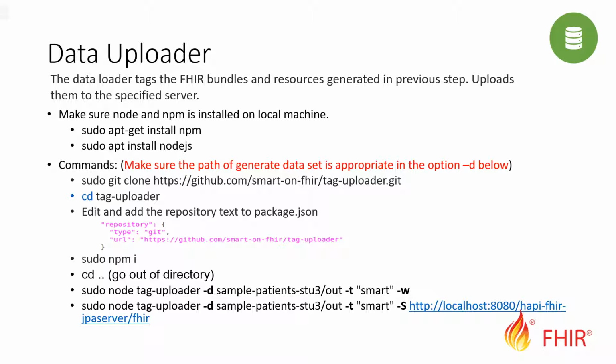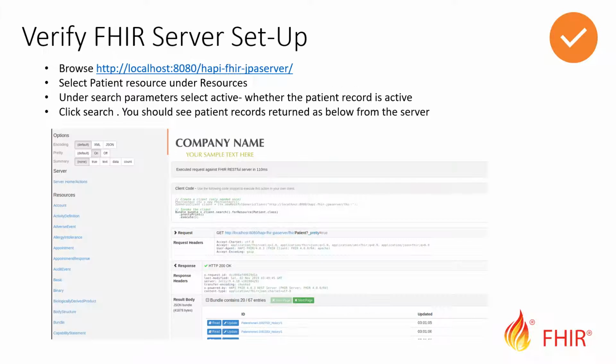This would take a while because the amount of data that it's going to upload is going to be pretty huge. Once that is done, to verify it, we go back to the URL, select the patient resource and resources structure. Then we're going to look at the search window that would appear. We are going to pull up records by active patients. Once we select and search active patients, the FHIR server would return all the patient records which are currently active, and you should be able to browse through each of the patient records.